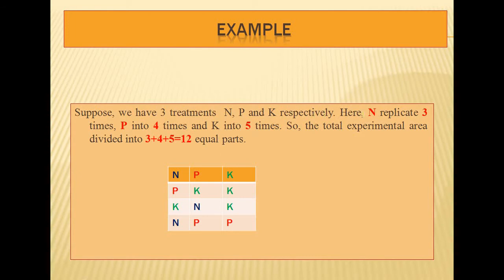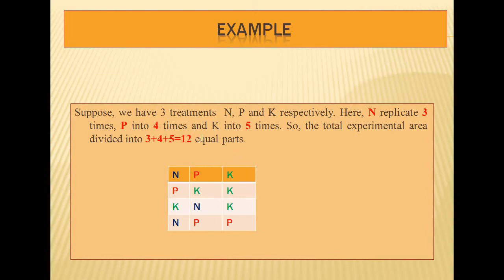So first we have to replicate N in this experimental unit. Here see, N replicates 3 times. So we can allocate N to any 3 units out of these 12 equal parts. So first we allocate N here, and next N is allocated here and here. So now we have 12 minus 3, that is 9 parts.